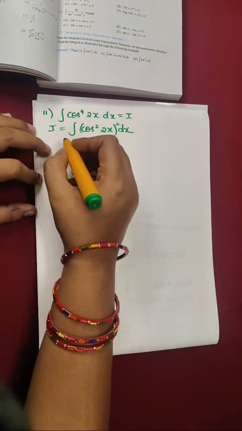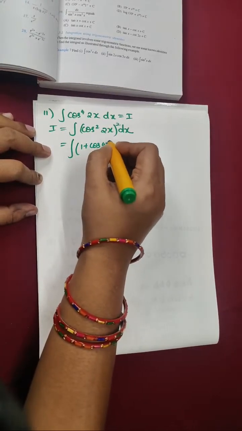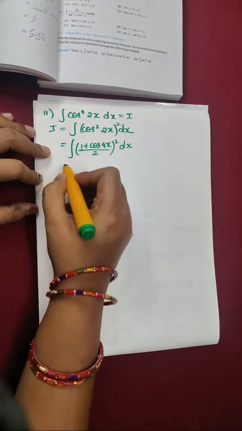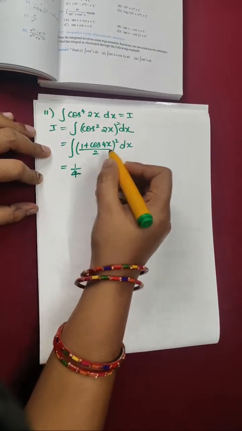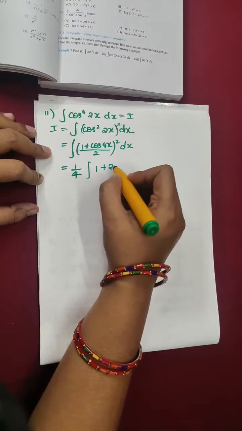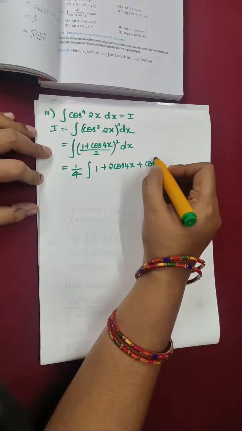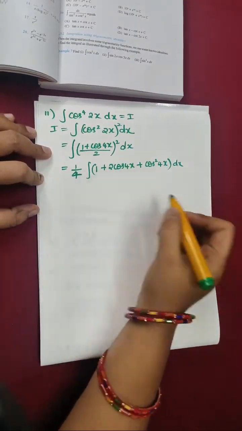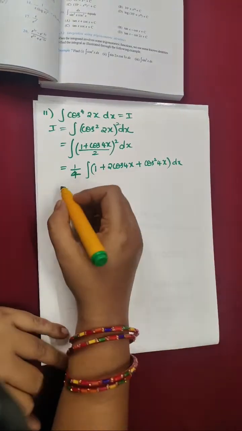So replacing here, 1 plus cos 4x by 2 the whole square. Use the a plus b the whole square formula, and I am taking this 1 by 2 square as 1 by 4. So a square plus 2ab plus b square, so that is cos square 4x dx. Now I am just writing it in terms, I am just separating the terms here.